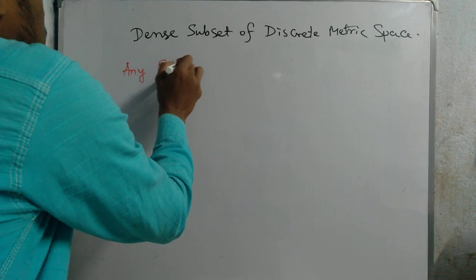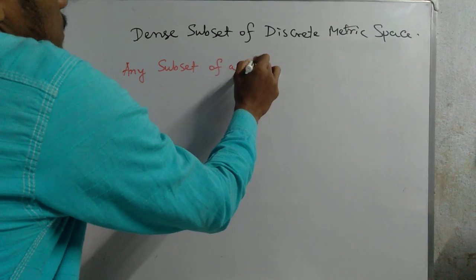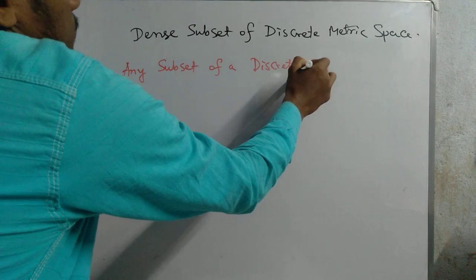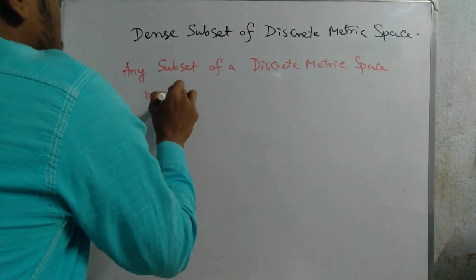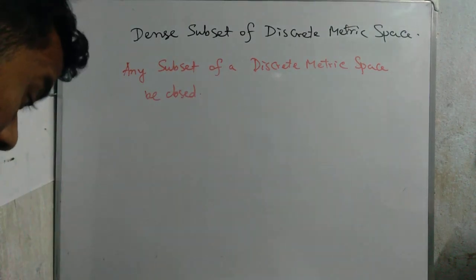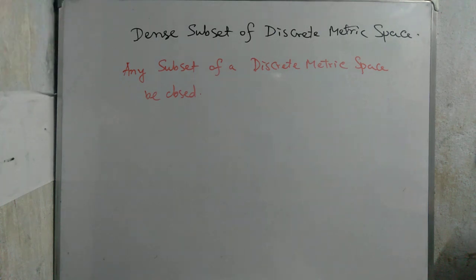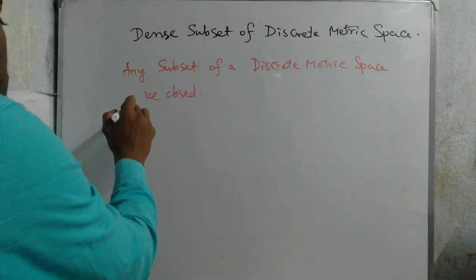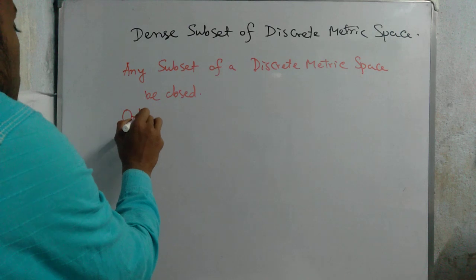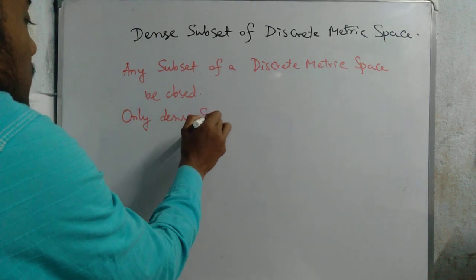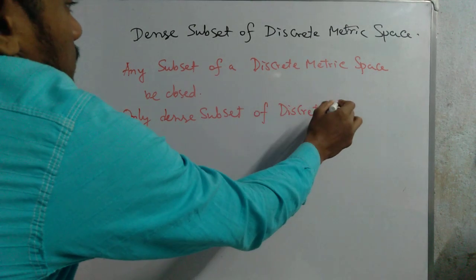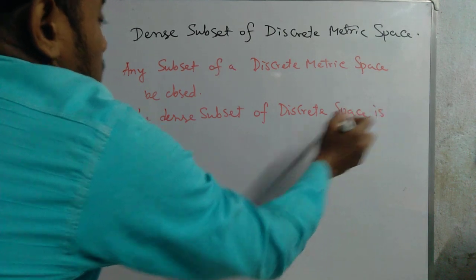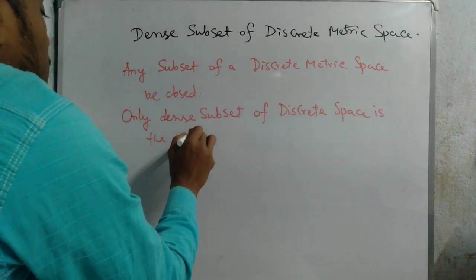Any subset of a discrete metric space can be closed. So the only dense subset of such a space is the whole space. That means only a dense subset of a discrete space is the whole space.